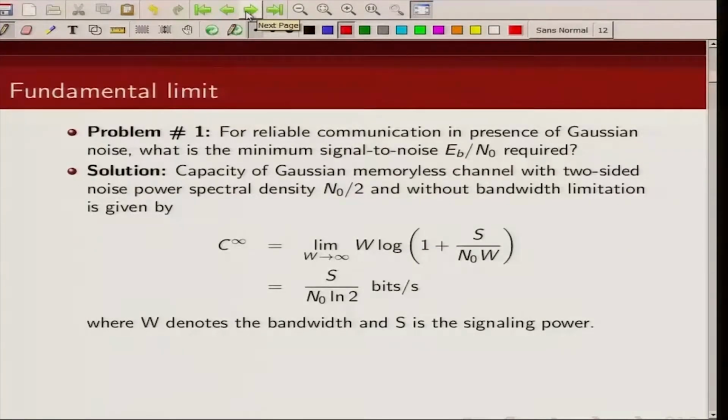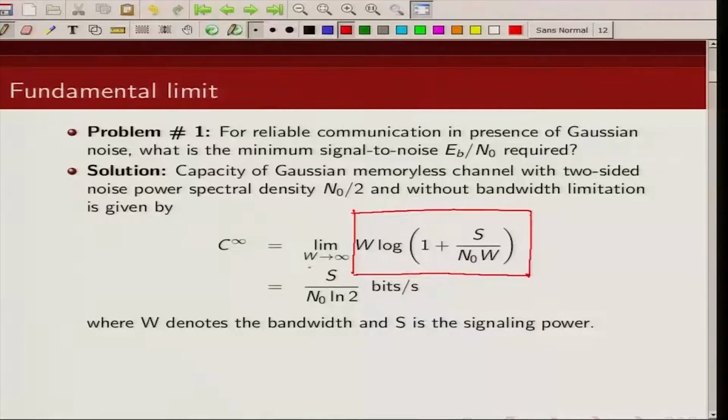For that, we first need the expression for capacity of additive white Gaussian noise channel, and the capacity is given by this expression, where W is the bandwidth, S is my signaling power, N naught by 2 is two sided power spectral density.